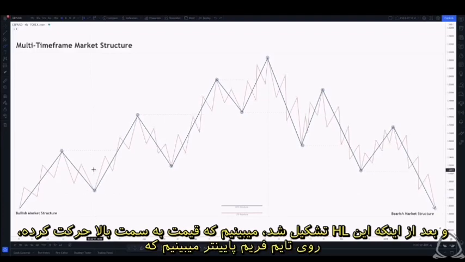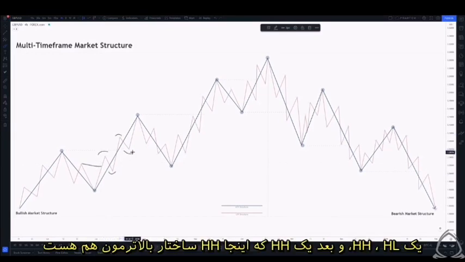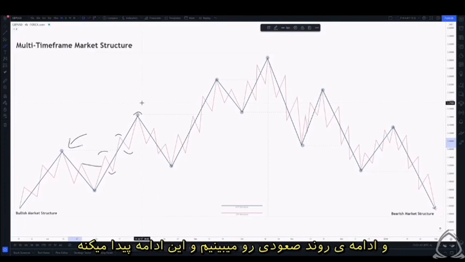And then what we'll see is as price begins to move to the upside, as this higher low has been formed, we'll see on the lower time frame that price breaks structure, putting in a higher high. We'll put in a higher low, a higher high, a higher low, and then a higher high, which forms our higher high in this case. And as we can see, once we get to this point, we've broken the previous higher time frame's higher high, and we're starting to see the continuation of the bull trend.